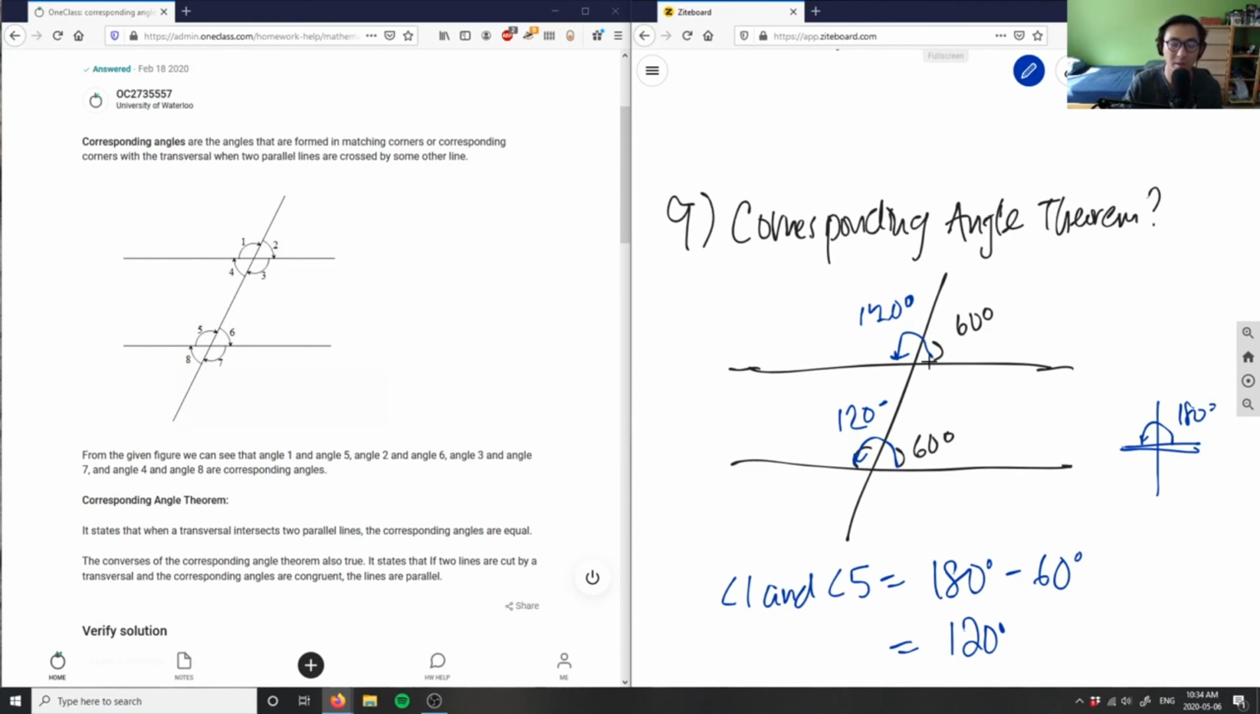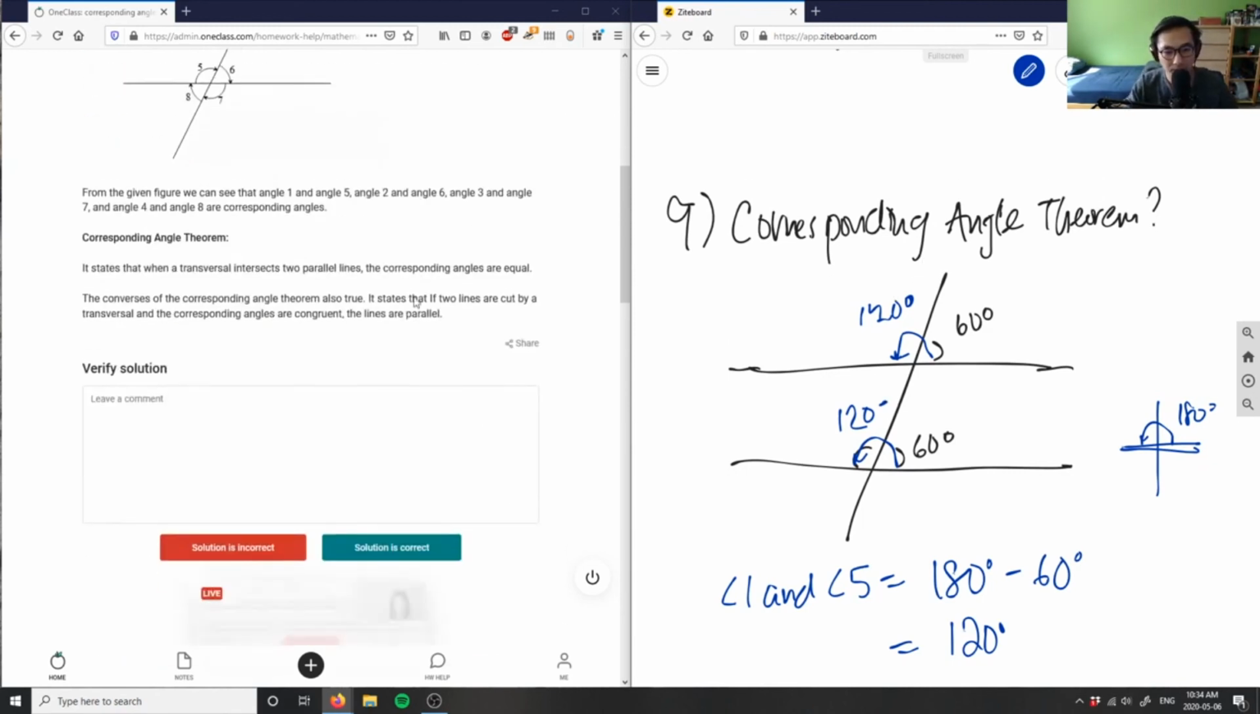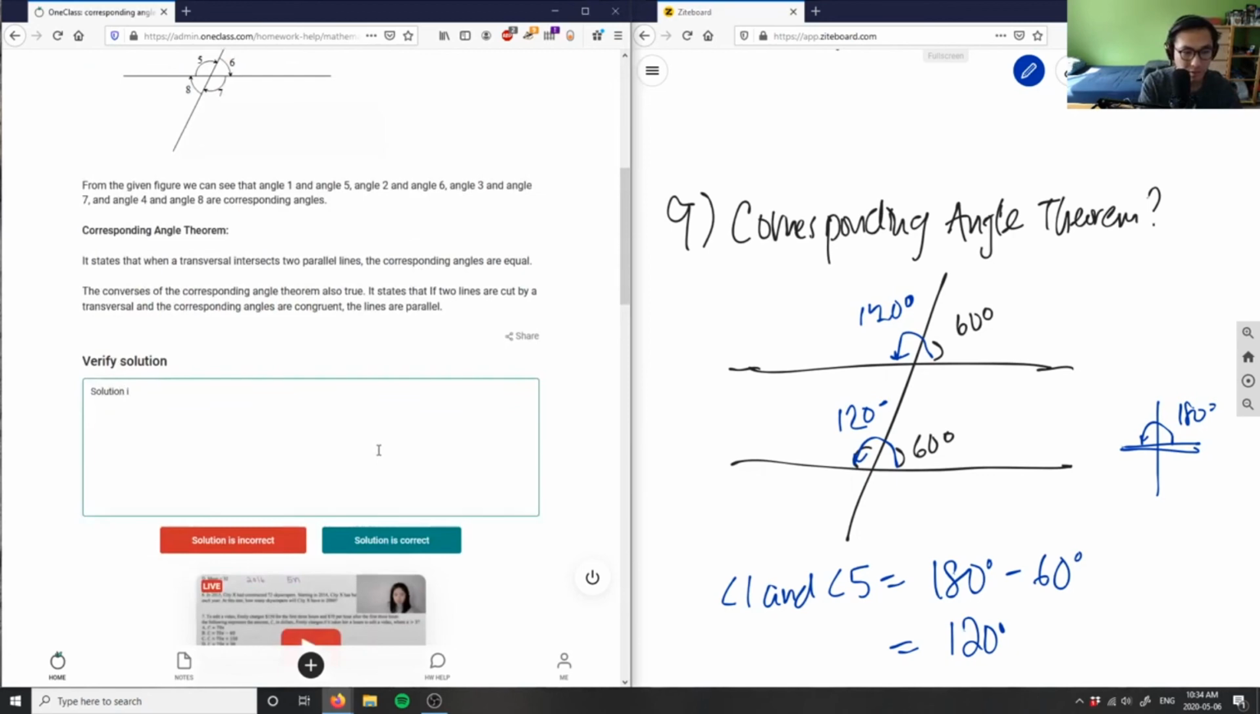So the corresponding theorem basically just means that I have pairs of angles that are always the same if I have two parallel lines that are intersected with a transversal. So the solution is correct. Good analysis here.